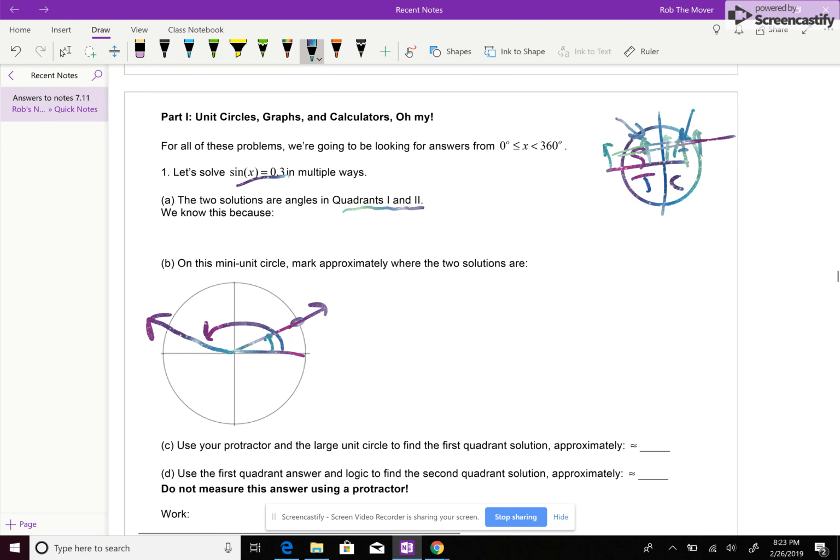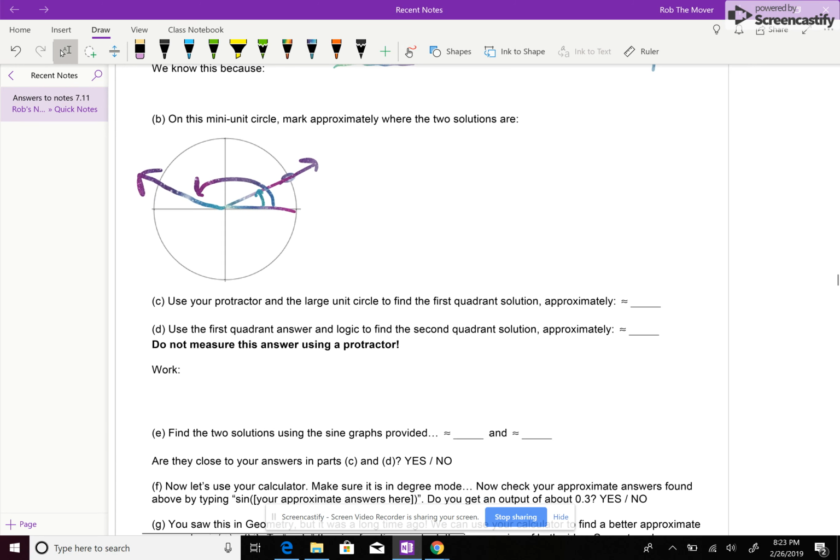We know they're in quadrants 1 and 2. We drew a quick sketch of our angles on our mini unit circle. We used our protractor and the large unit circle back from the first page to find the first quadrant solution. What was that? That was approximately 18 degrees, right? And we used the first quadrant answer in logic to find the second quadrant, which is 180 minus 18, right? So that was 162. I guess I could have done the work here. 180 minus 18 equals 162.